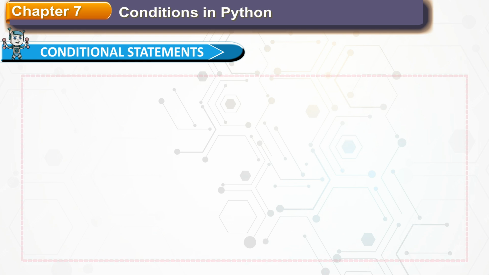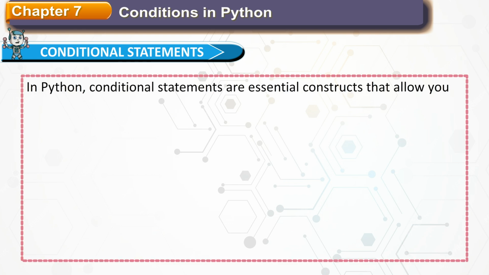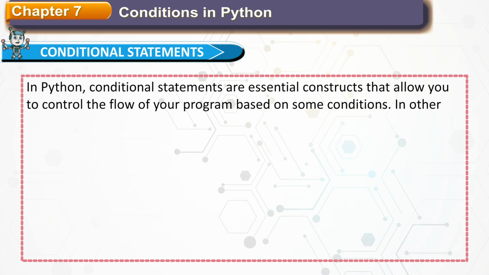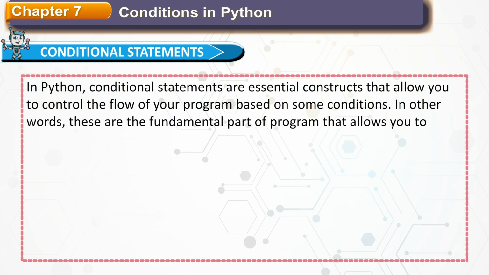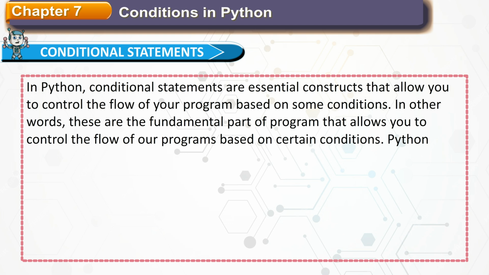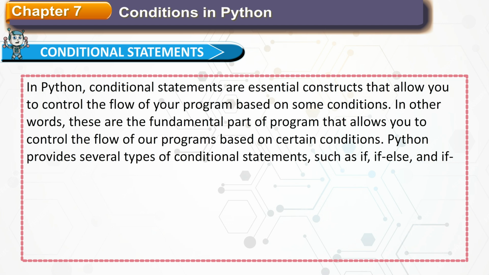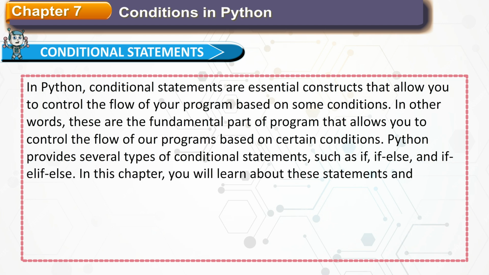Conditional statements. In Python, conditional statements are essential constructs that allow you to control the flow of your program based on some conditions. In other words, these are the fundamental part of program that allows you to control the flow of our programs based on certain conditions. Python provides several types of conditional statements, such as if, elif, and if-else. In this chapter, you will learn about these statements and understand how to use them effectively.